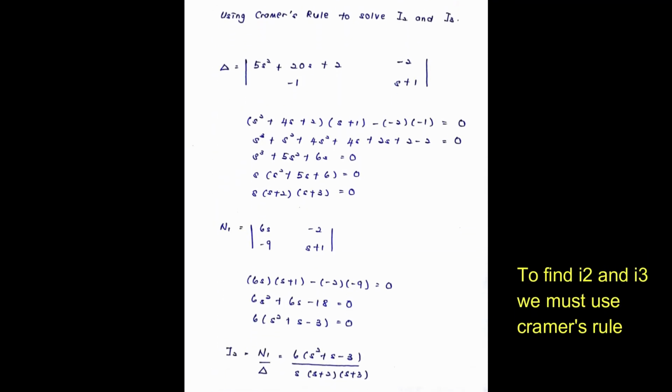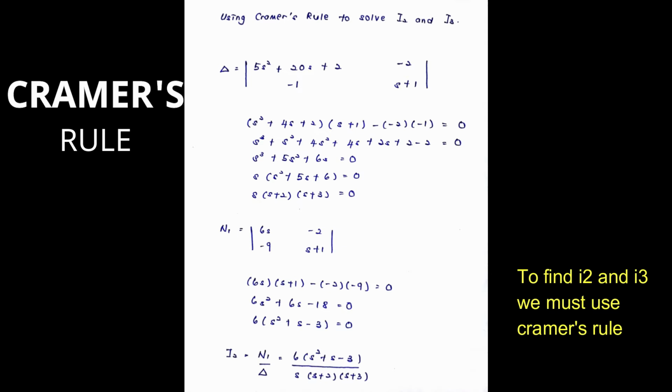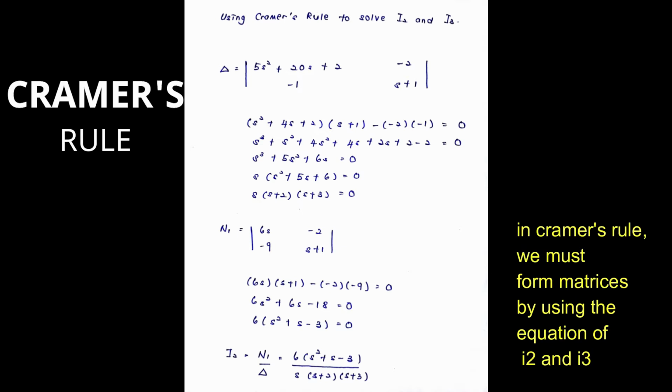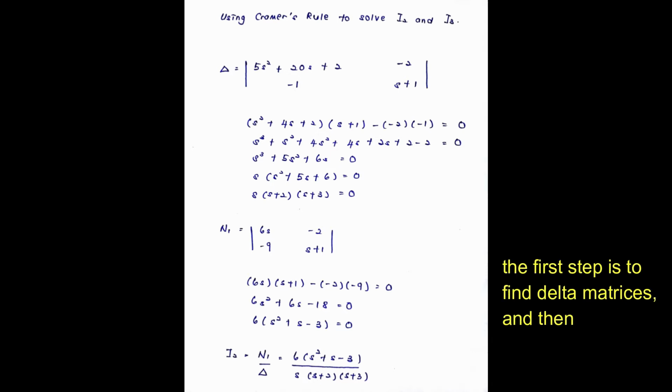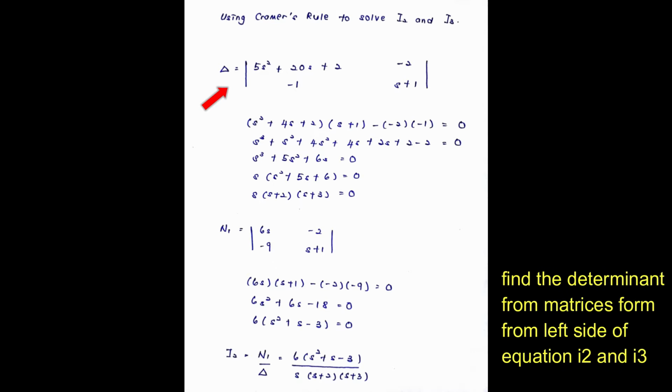To find I2 and I3, we must use Cramer's rule. In Cramer's rule, we must form matrices using the equations of I2 and I3. Okay, the first step is to find the delta matrix and then find the determinant from the matrix formed from the left side of the equations of I2 and I3.